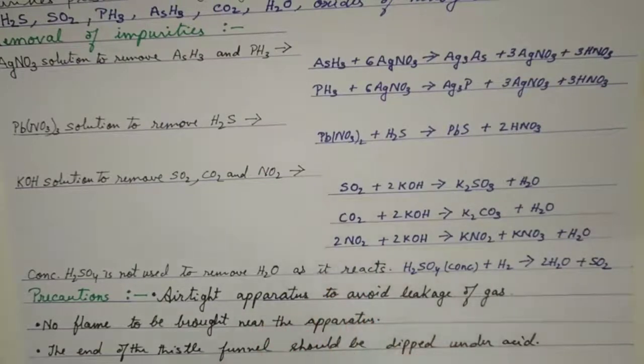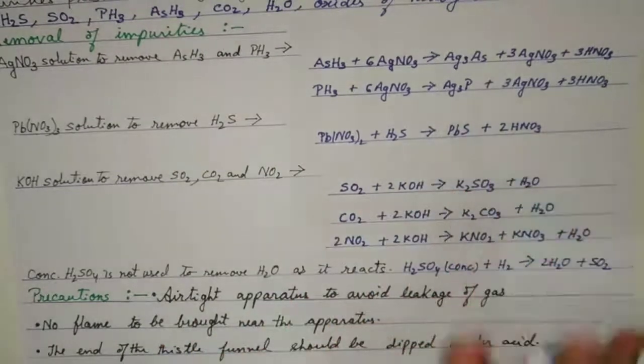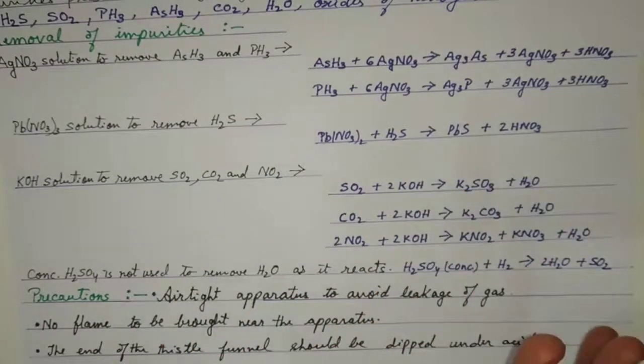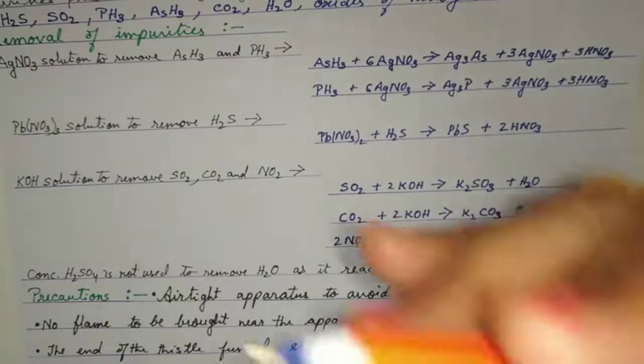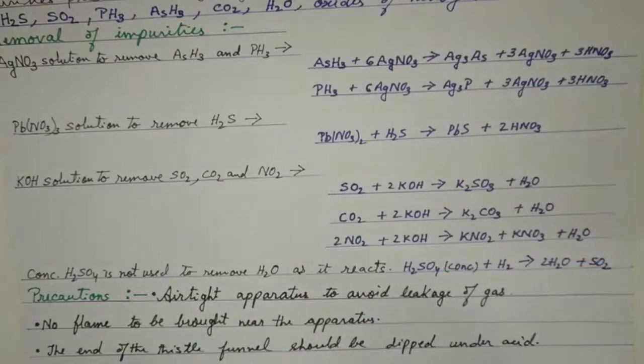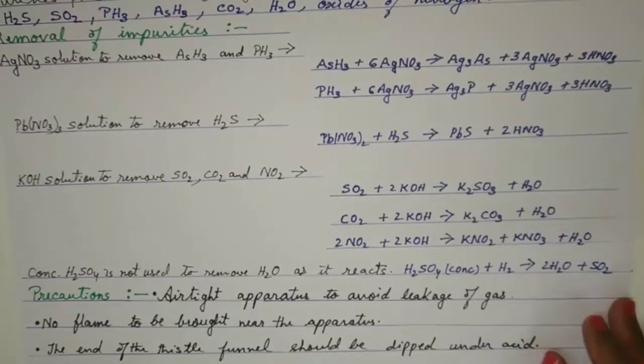There are certain precautions also which we should take care of. The apparatus should be airtight. There should be no air getting in. There should be no leakage of gas so that it comes in contact with the atmosphere. There is no flame to be brought near the apparatus. The end of the thistle funnel should dip under the acid so that the air cannot pass through the thistle funnel inside or outside. So these are some of the precautions which you should take care of when you are preparing hydrogen in the laboratory.